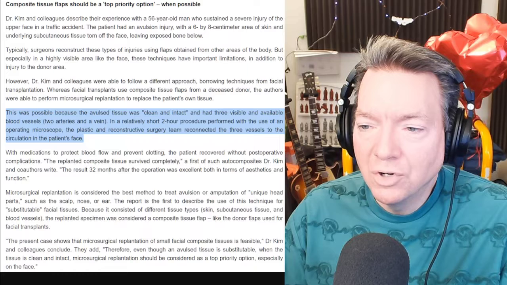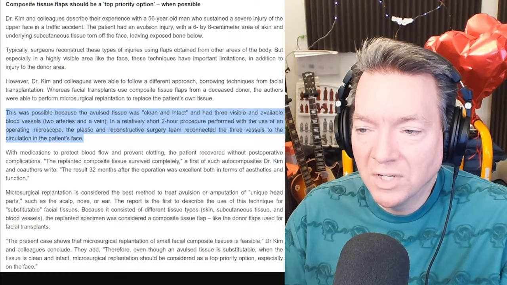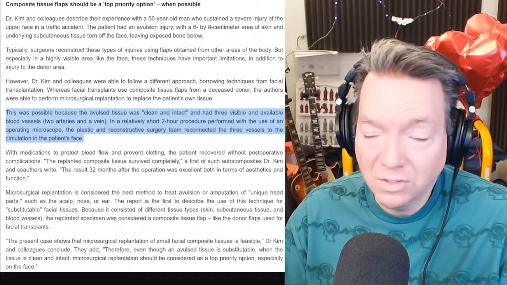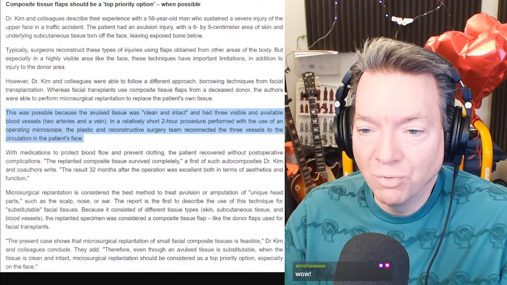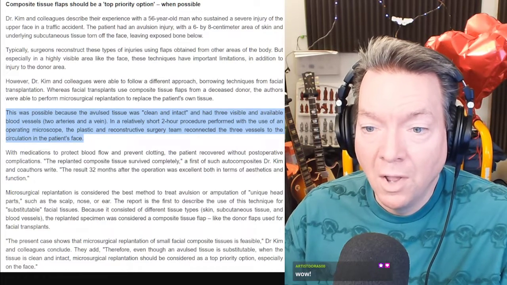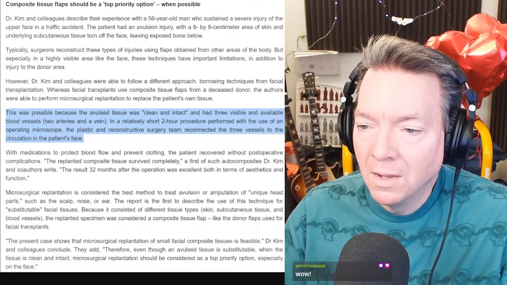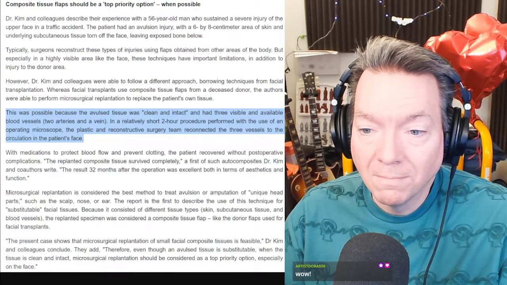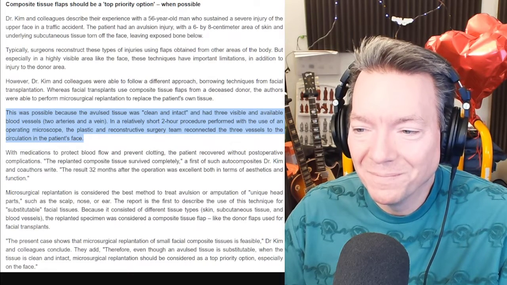In a relatively short 2-hour procedure performed with the use of an operating microscope, the plastic and reconstructive surgery team reconnected the 3 vessels to the circulation in the patient's face. Just amazing technology, with medications to protect blood flow and prevent clotting. The patient recovered without postoperative complications. The replanted composite tissue survived completely.